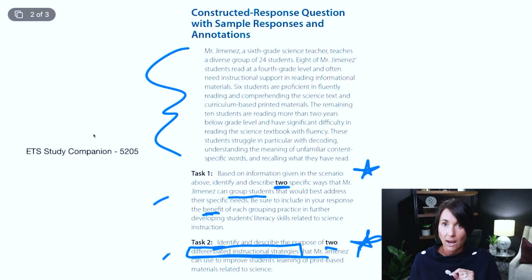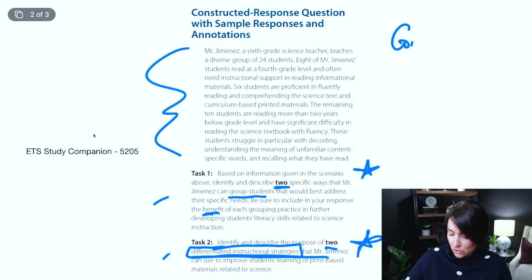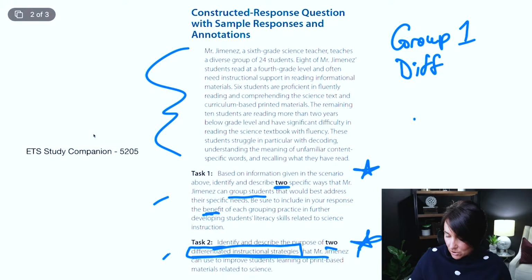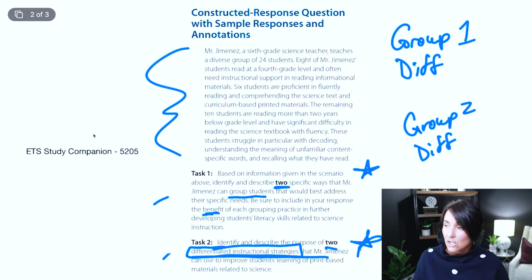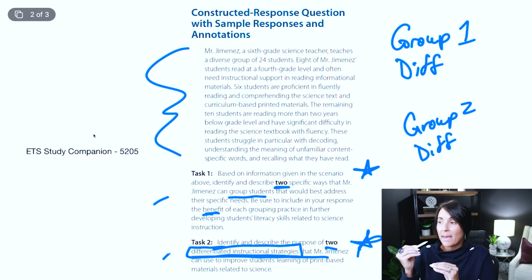So here is what I'm going to do. This is how I'm going to organize it. I'm going to do my grouping strategy, and then I'm going to describe my differentiation. So group strategy 1, and then what I'm going to do to differentiate. Then I'm going to do group strategy 2, and then I'm going to differentiate so that the differentiation matches each group strategy. And that'll play out when you see my actual response.